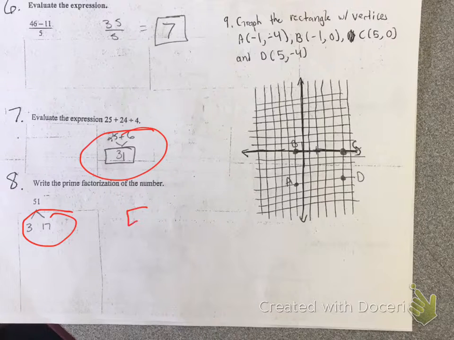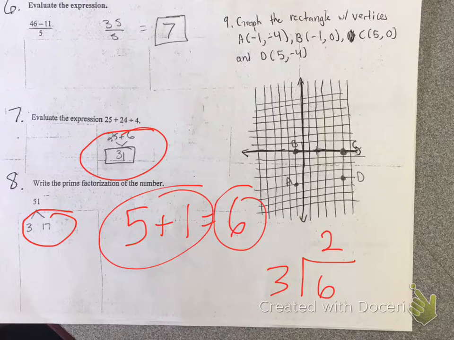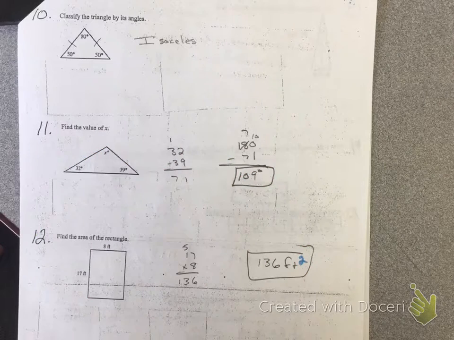Remember, when your 2 numbers add up to be something that can be divided by 3, that means that this 51 is divisible by 3. So we divide 51 by 3 and you get 3 and 17 are your 2 factors for that number. Those are both prime numbers as well.